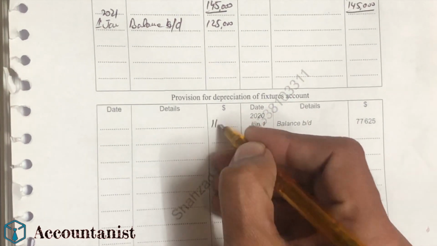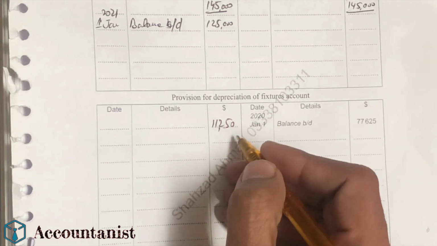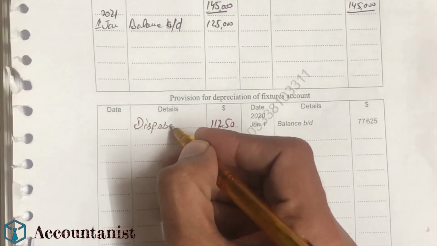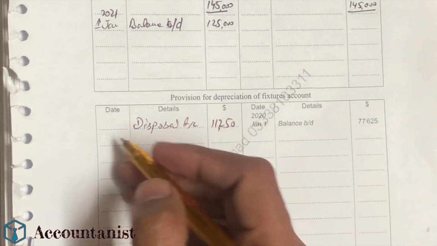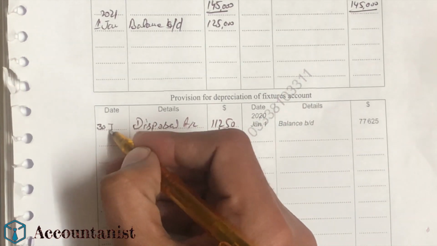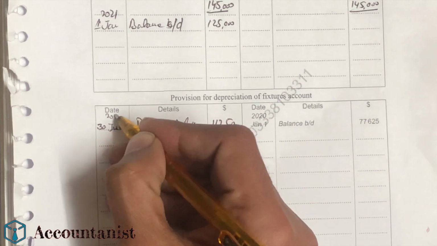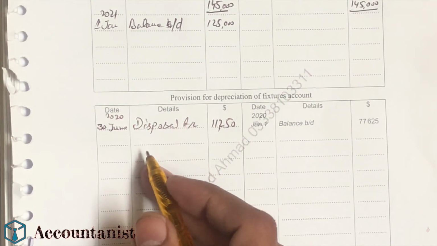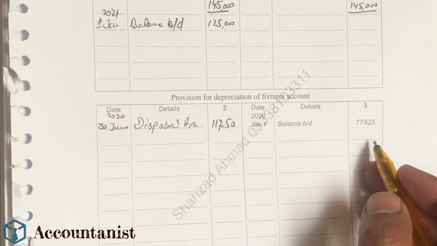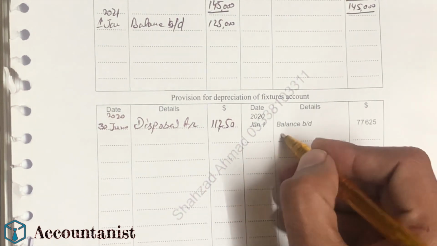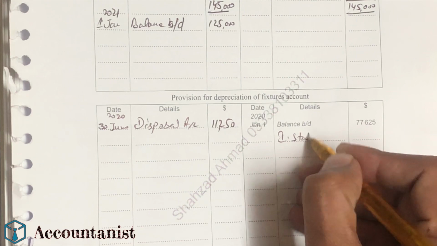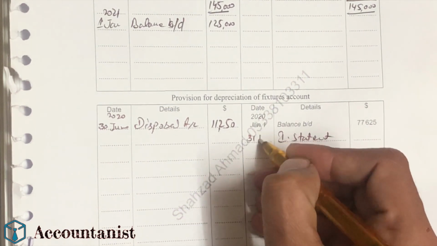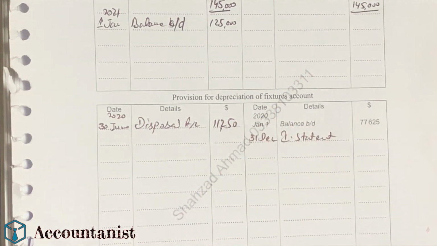11,250 with the disposal account, and that will be on 30th of June 2020, the date on which we sold this asset. Now the next figure that I need to calculate is the current year depreciation for the income statement, and that will be on 31st of December 2020.